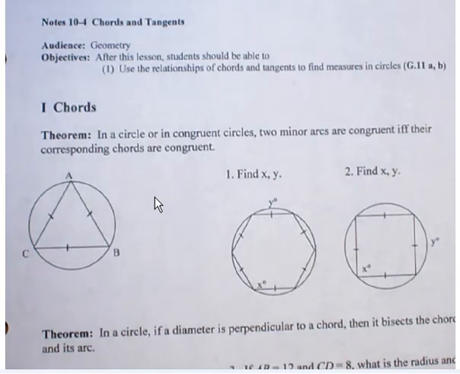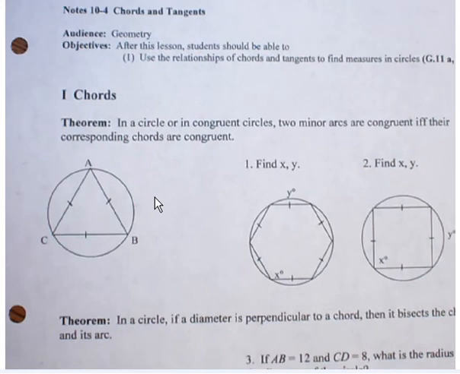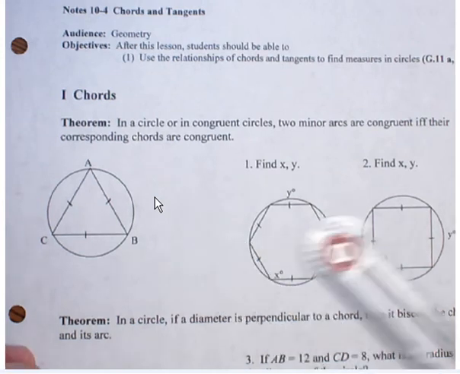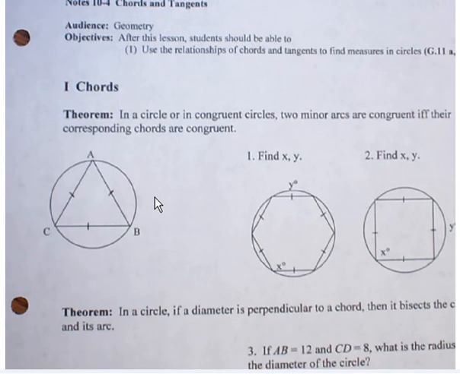Okay, so let's take a look at this here. You're going to need to have a compass today because we're going to construct some circles, and we want to be as accurate as possible for this. Now, for number 1, there are basically 3 ideas with chords that we're going to talk about, 3 relationships.